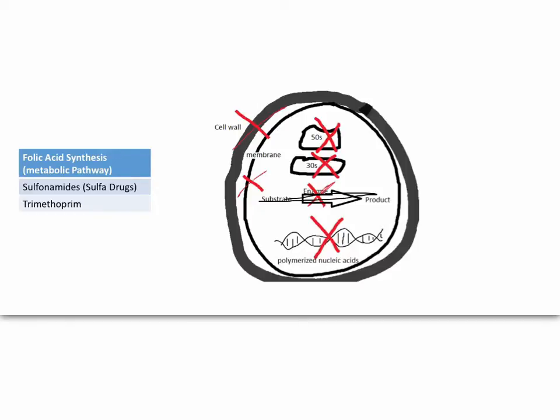Next, we can inhibit metabolic pathways, which is what I'm talking about right here. So preventing substrates going to products. This is especially useful if those substrates are necessary for the cell's life. And so that's what sulfa drugs do. Sulfa and trimethoprim, they'll inhibit folic acid synthesis.